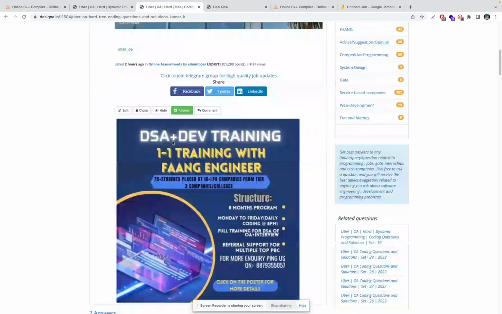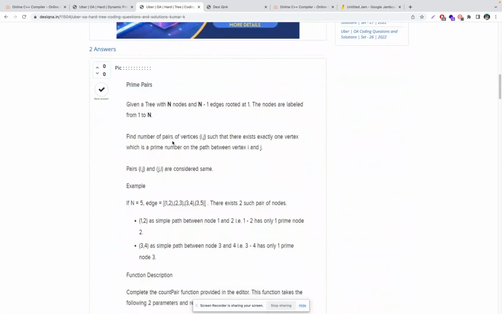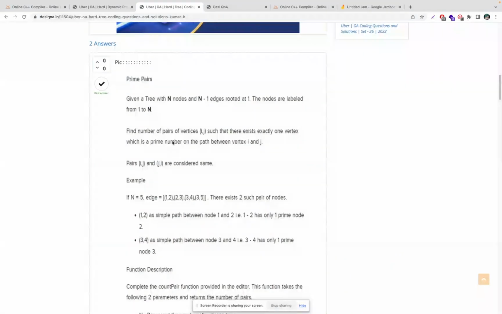So, guys, the problem states that we are given a tree with n nodes. This problem assumes that you have knowledge of trees, BFS, and DFS. I will mention links to resources if you want to study in case you don't know. So we are given a tree with n nodes and n minus one edges. The tree is rooted at one. Very good. The nodes are labeled from one to n.